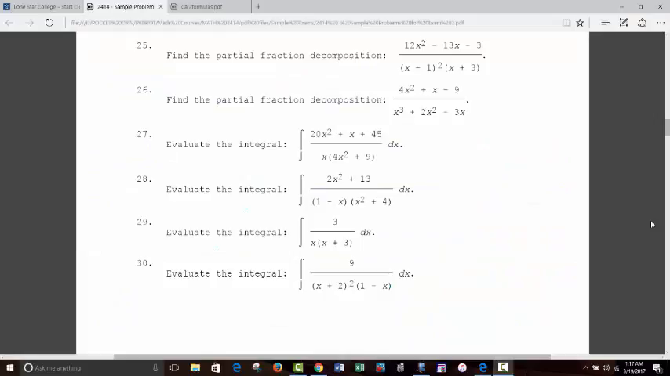Okay, this next block of problems, 25 through 30, involve partial fractions. You can see that the first two problems are only looking for the partial fraction decomposition, and then the next four will involve both the decomposition and then integrating the result. Which actually, with partial fractions, a lot of times the integration is not too difficult.